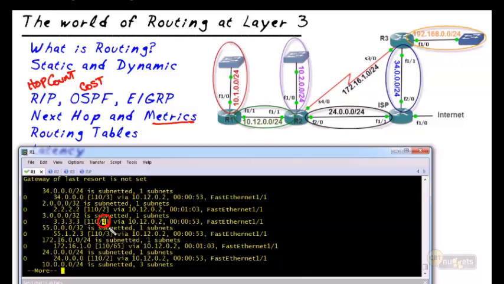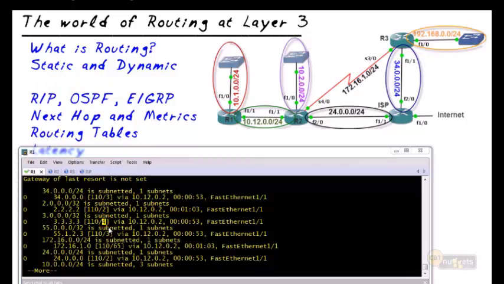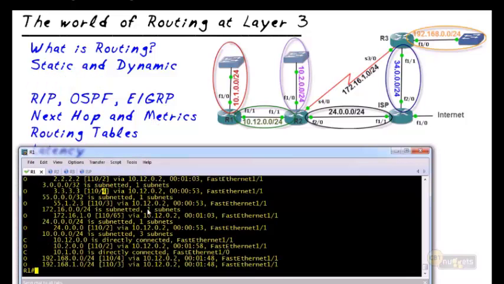It still shows from R1's perspective, if we go down a little bit here, it still shows for this network. It has a cost of 4, which is internal to OSPF. So if it had multiple routes being advertised by multiple neighbors, it would choose the one with the lowest cost. And it shows that the next hop is still 10.12.0.2. And it shows that the last update was that long ago.